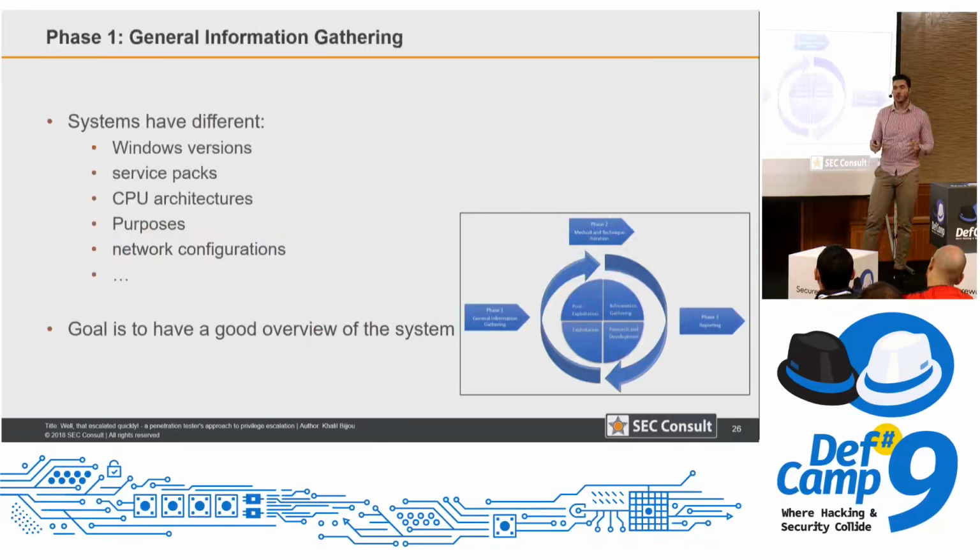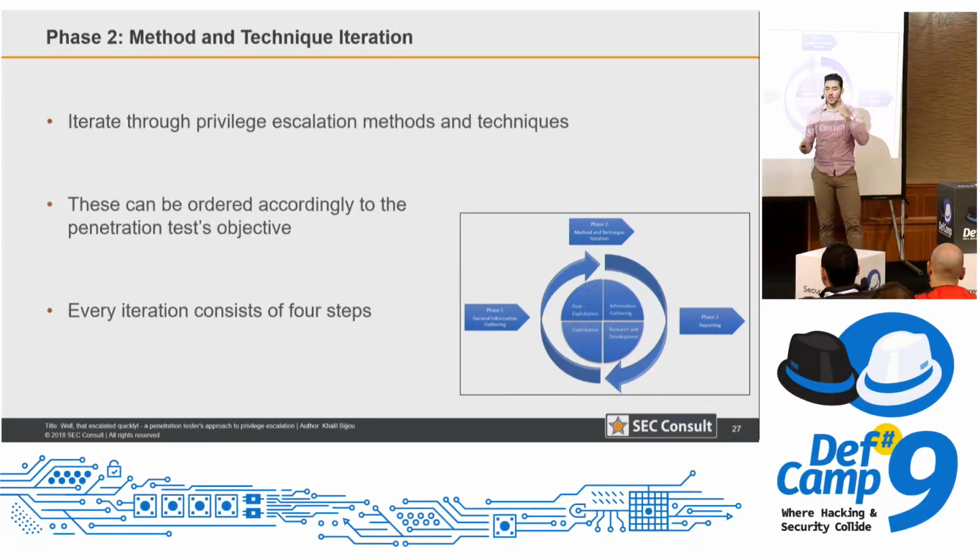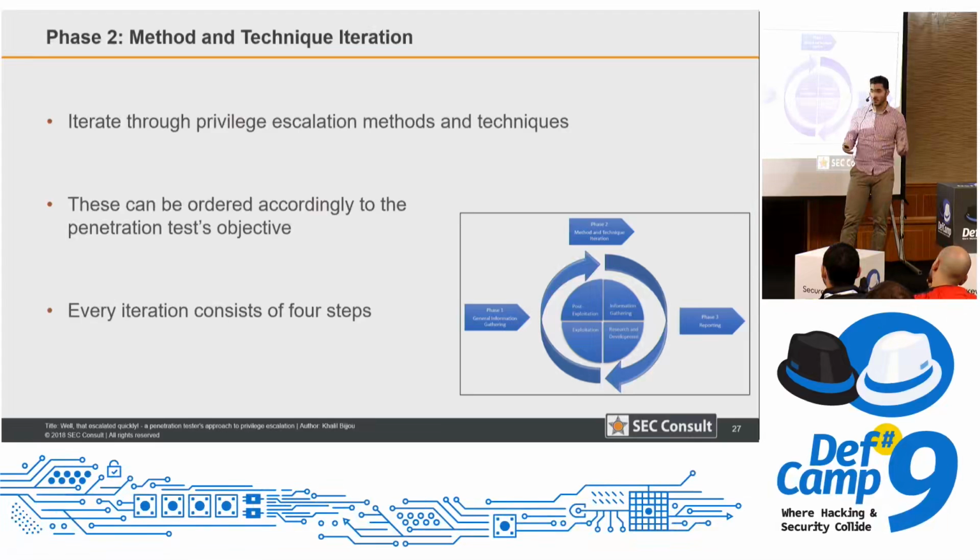So in phase 1, what we really want to achieve is to get a good overview of the system. We want to know which Windows version it is, which CPU architecture is used, which service pack is used, about network devices and interfaces, and so on and so forth. So we want to learn more about the system in general. After that, we will go into phase 2. In phase 2, as I just said, we will iterate through the different techniques and methods.